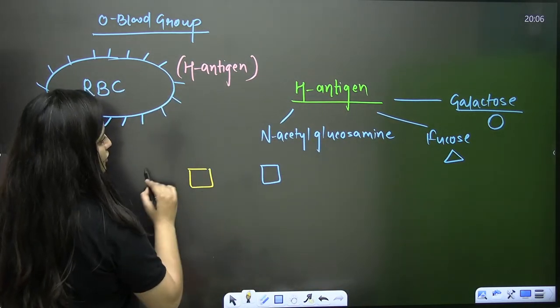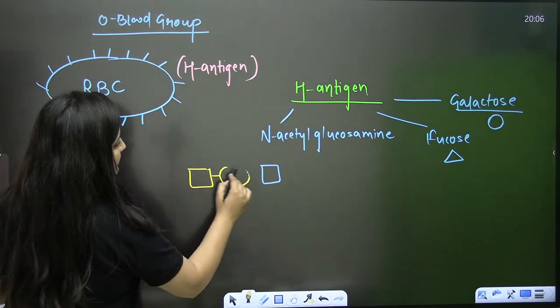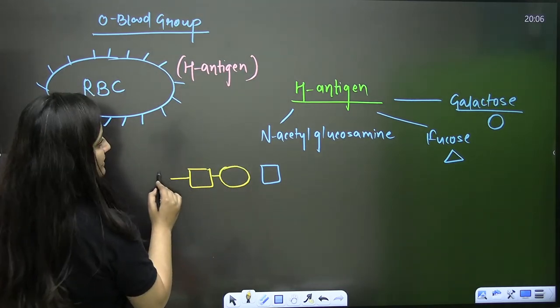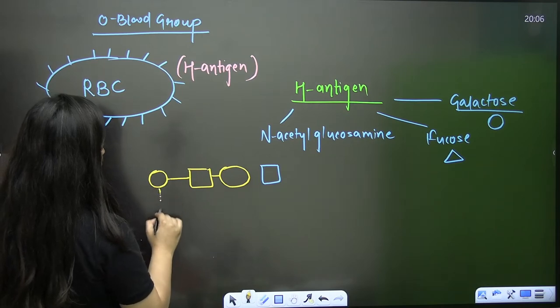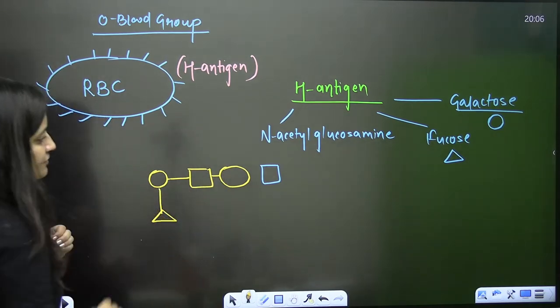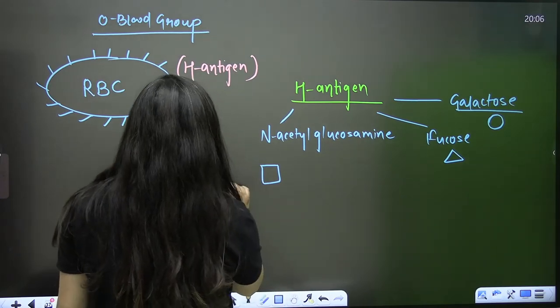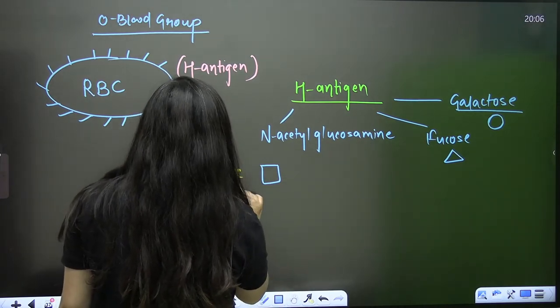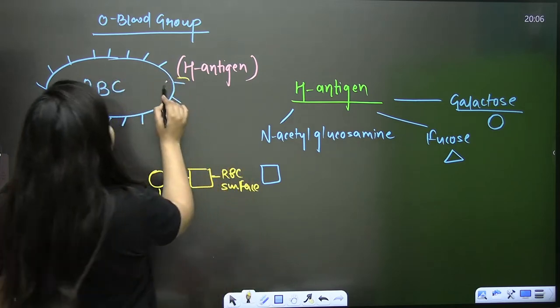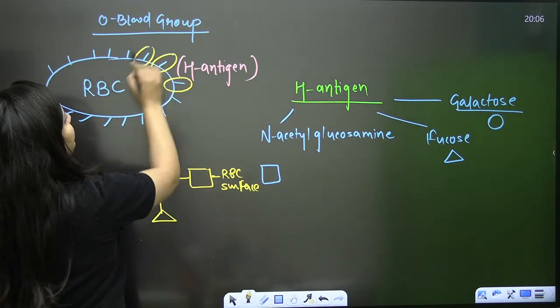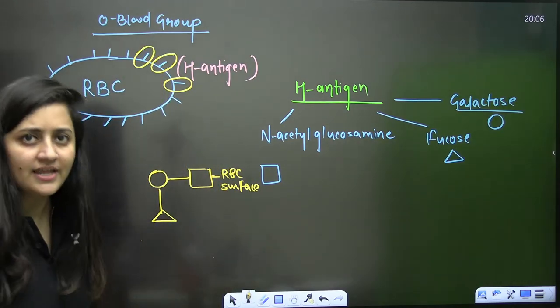So let's say this is your N-acetyl glucosamine. It is attached to the RBC surface, then it is attached to your galactose, and then it is attached to your fucose. That type of structure, right? This is your RBC surface. So ultimately this H antigen is nothing special. It is also made up of certain chemical compounds.